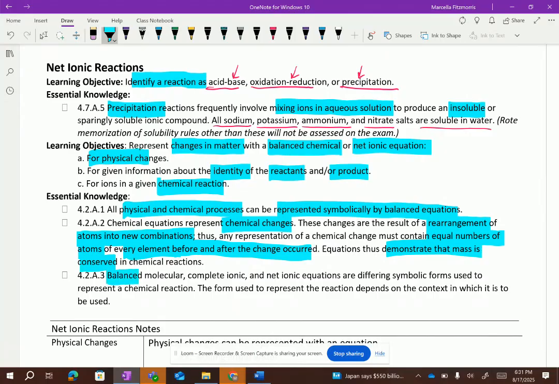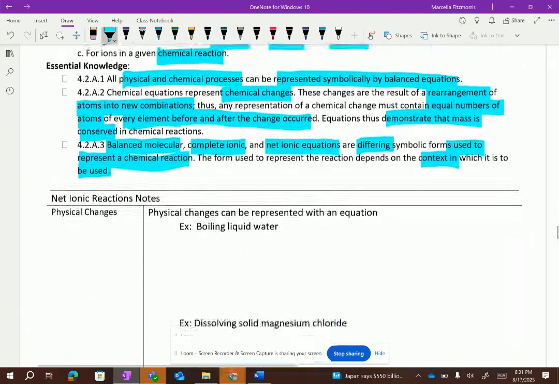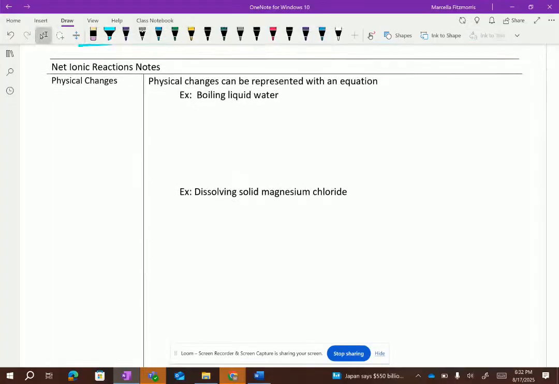Lastly, balanced molecular, complete ionic, and net ionic equations are 3 different ways that are used to represent a chemical reaction. So the same chemical reaction can be written as a molecular equation, a complete ionic equation, or a net ionic equation. Which one you use depends upon the context in which it's to be used. And we're going to see a lot of those in the coming weeks.